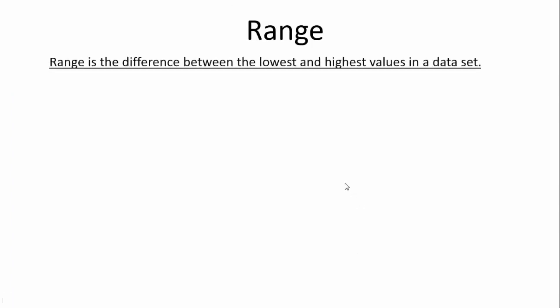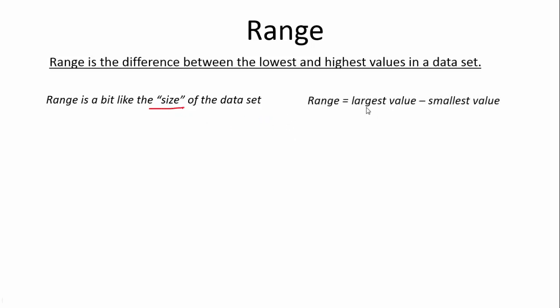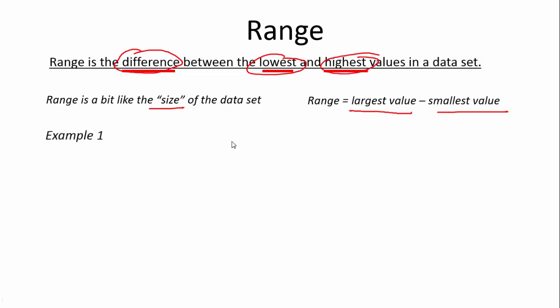Right, so range is the difference between the lowest and highest values in a data set. Range is the size of the data set. Range is essentially the largest value minus the smallest value. The three important things you need to know for the range are the difference between the lowest and the highest value. These are the three things you need to remember when doing range. It's very easy. Let's have a look at an example.